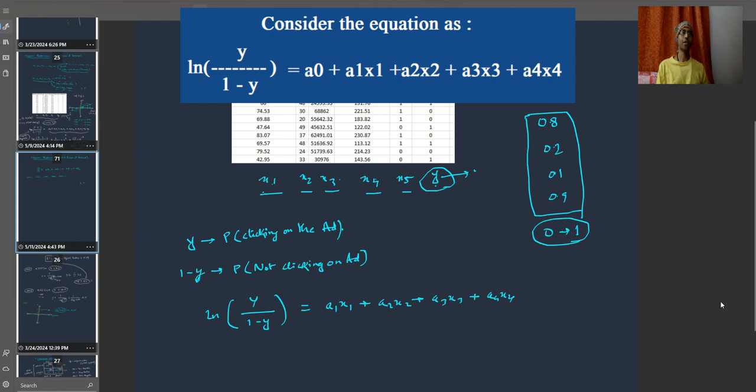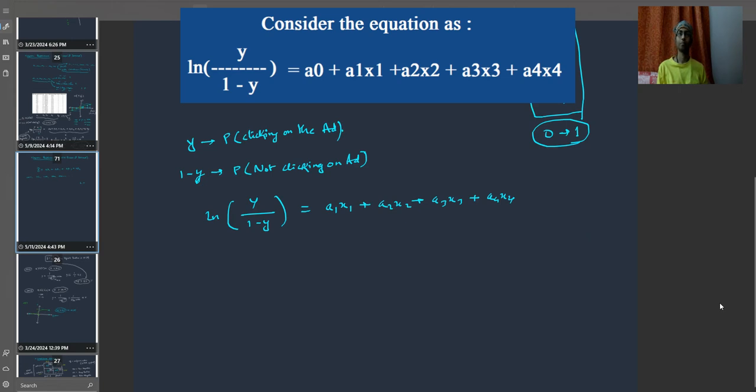So this equation remains within the diameters of 0 and 1. It does not cross 0 to become negative, and it does not go beyond 1. How? Let us look at that. Let's say, friends, this entire expression a1x1, a2x2, a3x3, a4x4 is equal to z. Okay, we are denoting this entire expression as z.